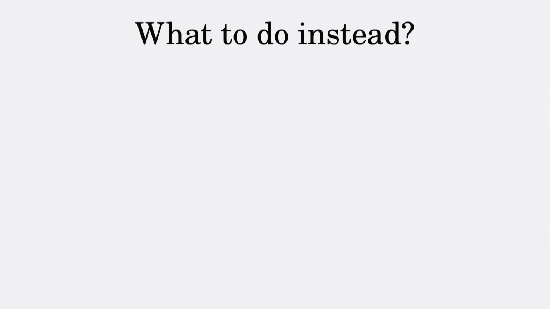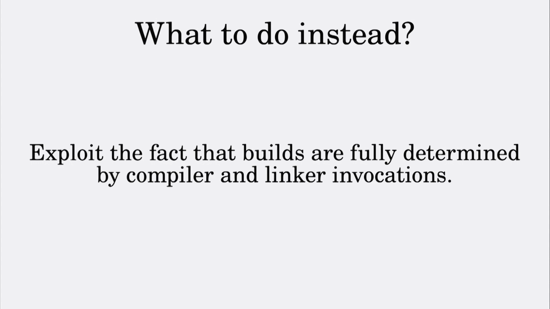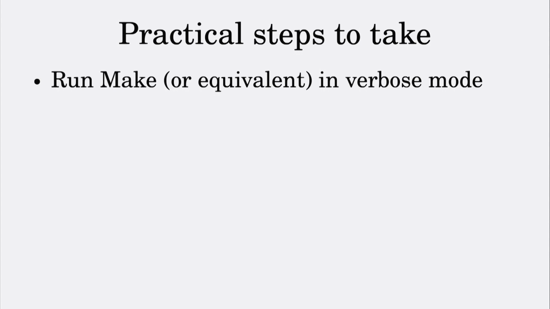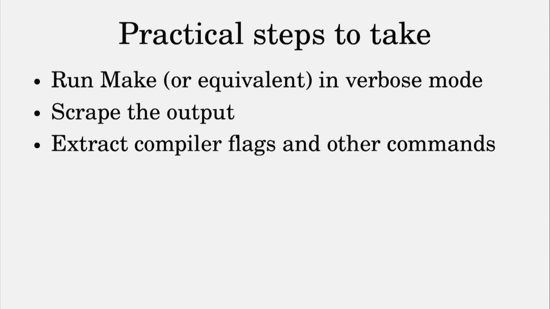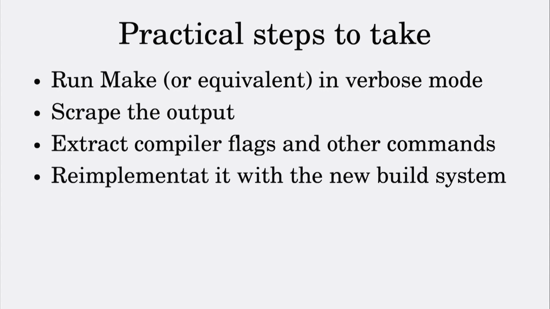And here we're going to actually cheat. So when you build source code, it's fully determined by the compiler and linker invocations. That's the thing that actually matters. So what you do is you run make or whatever build tool you have in verbose mode, then you scrape the output, and then you can get the compiler flags and everything else that you need, and then you re-implement that using the new build system.